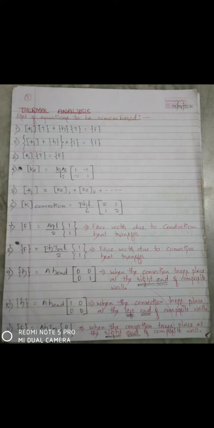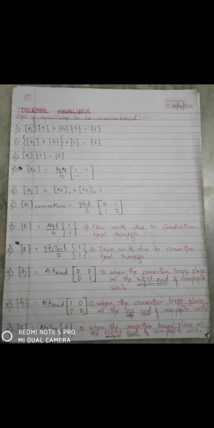Now all of you students concentrate on equation 10. If the convective type of heat transfer is occurring at the left end, that is the front end, the beginning of the structural member or composite wall, then you have to write the number 1 in the beginning, that is H is equal to A into H end times the matrix 1 0, 0 0. So concentrate on the matrix representation of equations 9 and 10. For the right end, number 1 is written at the last; for the left end, number 1 is written at the beginning.